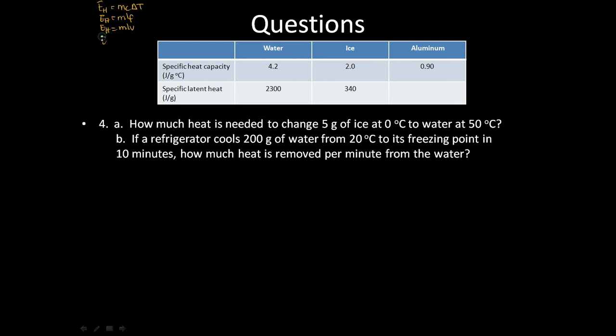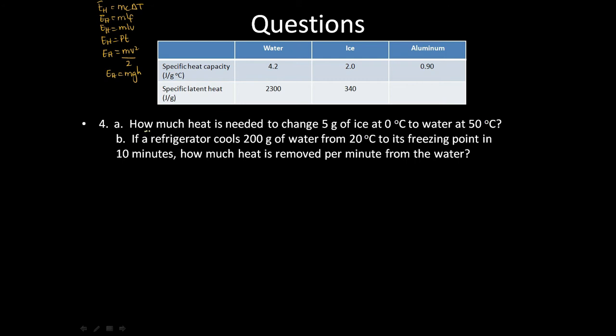So EH equals power times time. EH also equals MV squared over 2, and EH is equal to MGH. Just remember that this one deals with kinetic energy, this one deals with potential energy, and this one deals with power or work done. So this one is an A and a B question as well.